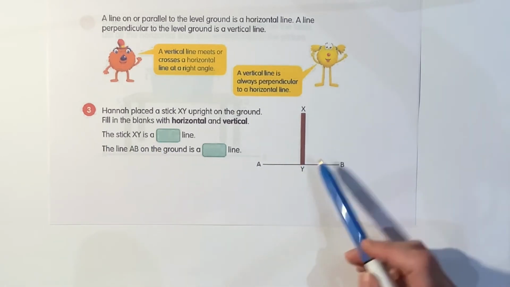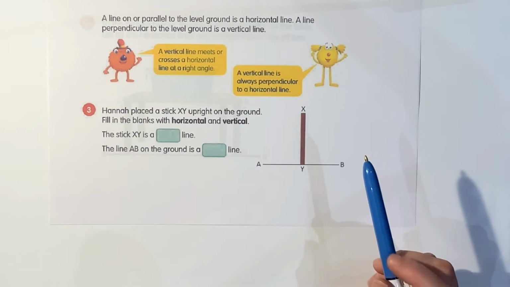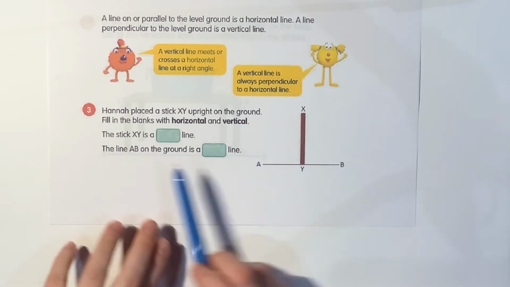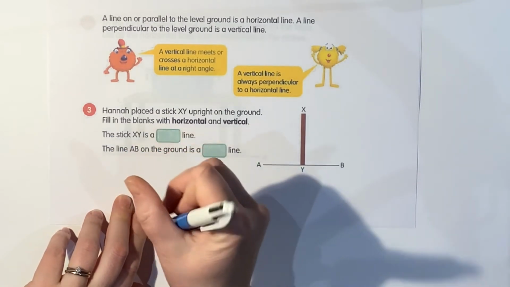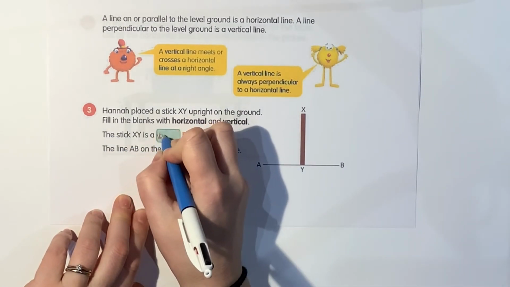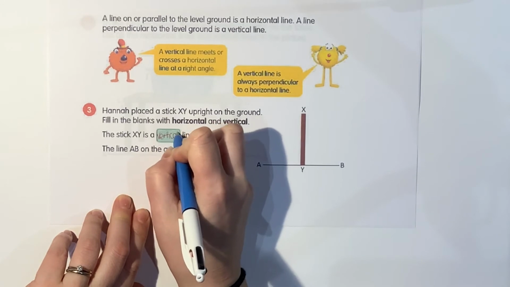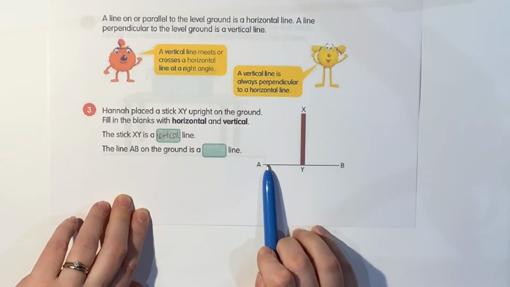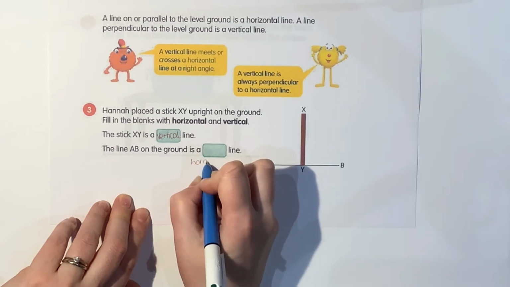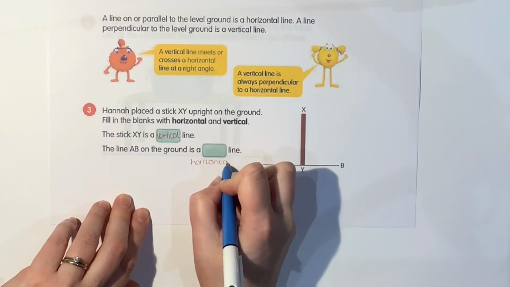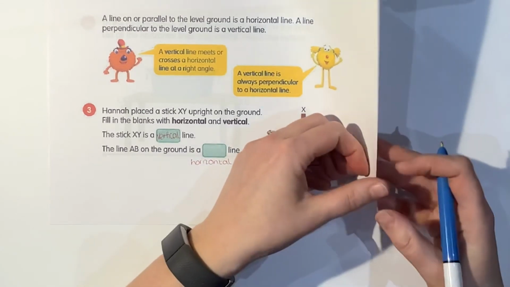Hannah placed a stick, XY, upright on the ground. Fill in the blanks. The stick XY is a what line? Well, it goes from top to bottom, like a vertical blind, so it's a vertical line. And the line AB, it's like the horizon. I'm not going to try and fit horizontal in that little green gap, but it's a horizontal line, okay?